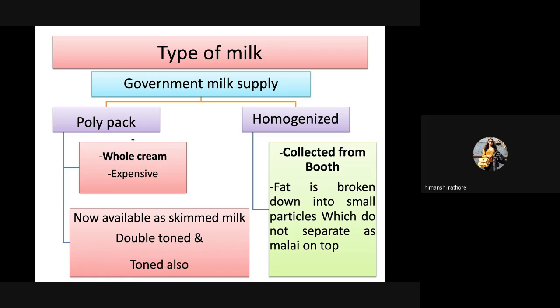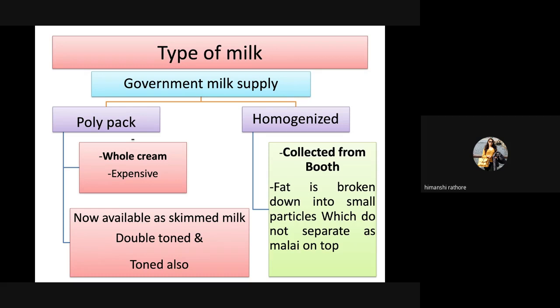But for consumers who are not advised, or not ready, to take whole cream milk, other types of milk are also available, like skimmed milk, double toned and toned, in which the fat layer is removed to a certain percentage level. Like in skim milk, first the fat layer is removed. Toned is completely fat free milk. So those who don't want fat in their milk, who are on a diet and don't want to consume fat, consume toned milk. And those who want milk with a high cream content can buy full cream, but it is expensive in nature.